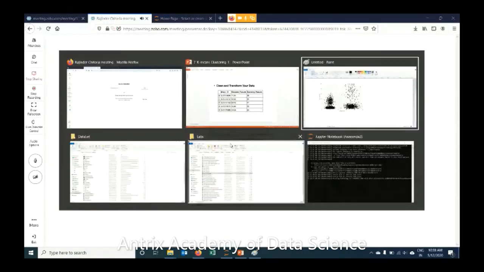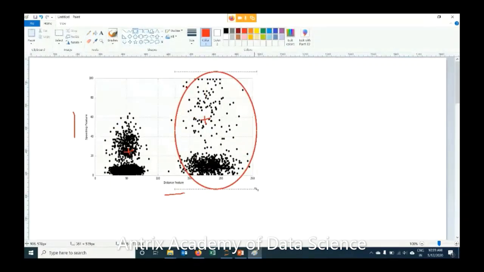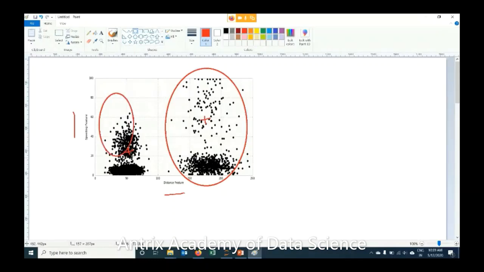Before going to that, let me take up this sort of data. I've been asked to make two groups using these data points. This is my distance feature, and this is my speed feature. Let me have two centroids. One I put here, and the second I put here as center points. So I can make one group of this, and a second group of this.